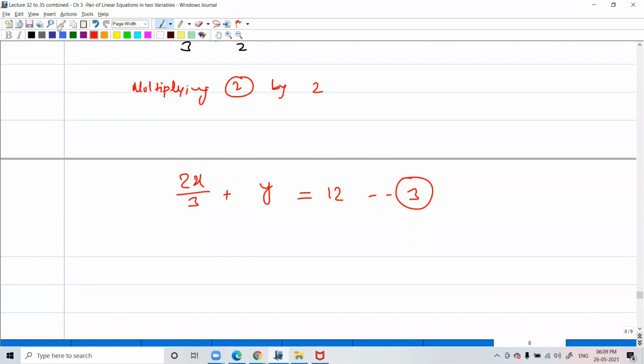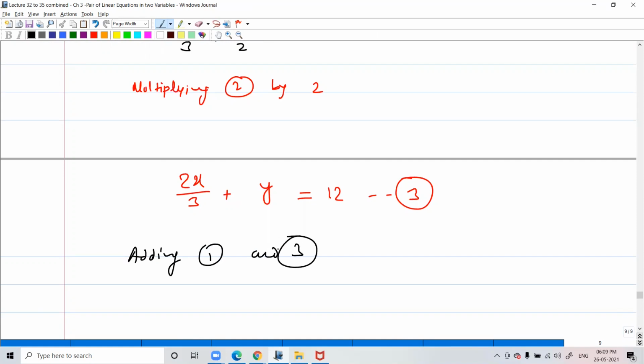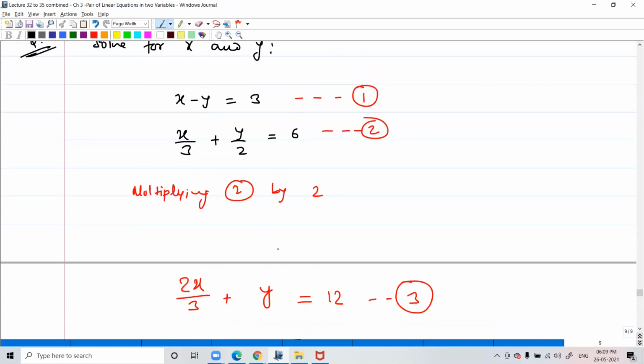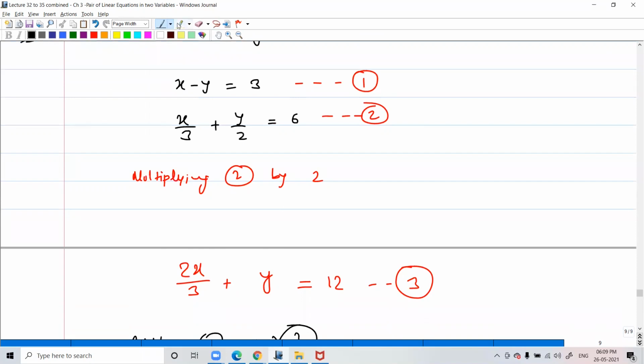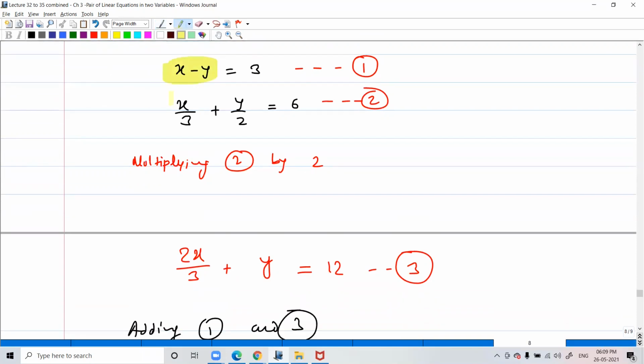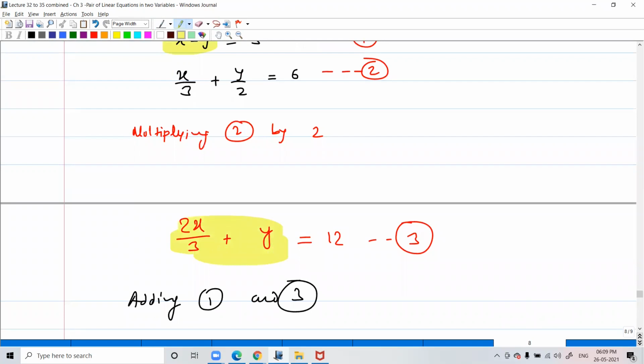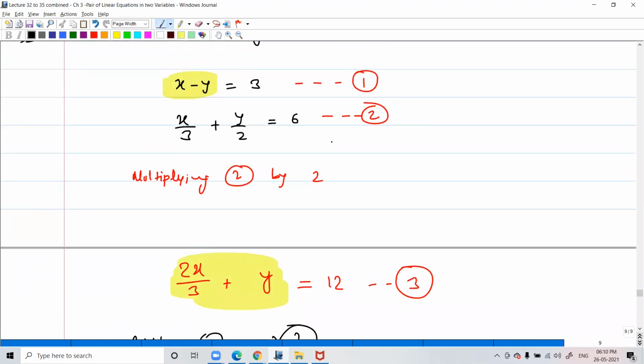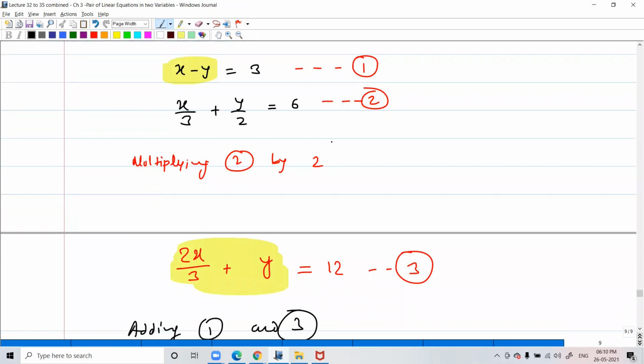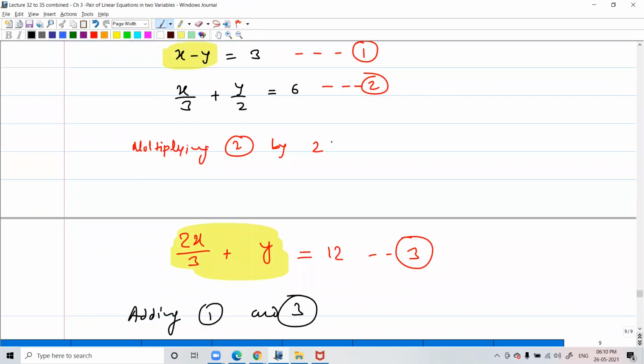So let's do that. Adding 1 and 3. When I add the first equation with 3, we add the LHS with the LHS, left hand side with the left hand side, and the RHS with the RHS. So y is anyway going to be minus y and plus y will become 0. So I will not write it. I will just write x plus 2x by 3.